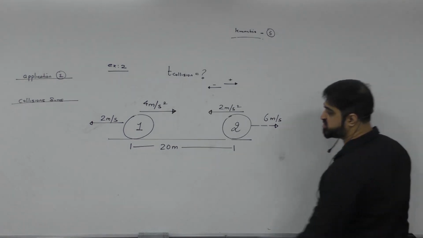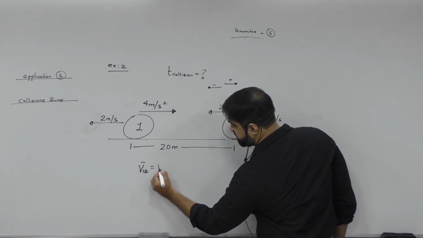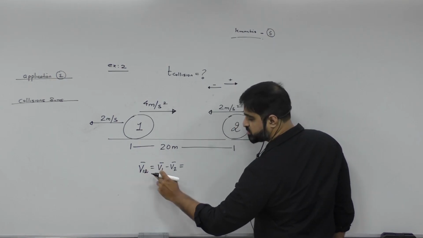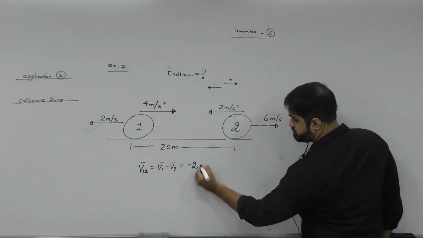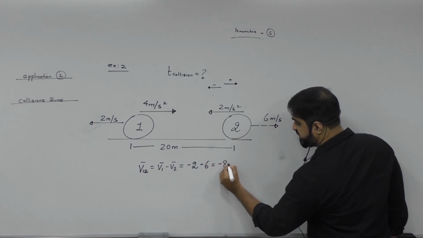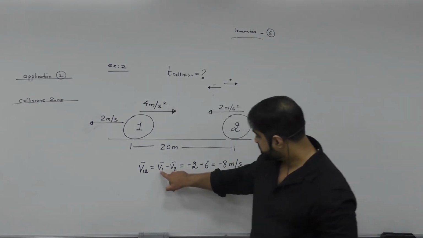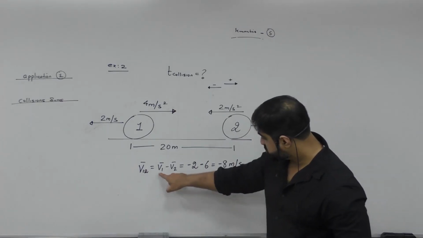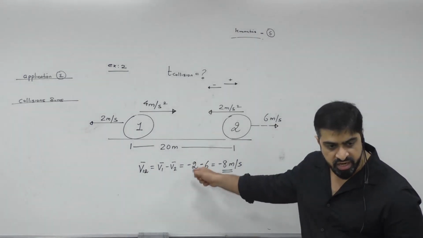Can anyone tell me what is velocity of 1 with respect to 2? It will be V1 bar minus V2 bar. Pay attention over here. V1 bar is minus 2, minus V2 bar is 6. That is minus 8 meter per second. Look na. V1 minus 2. V2 6. So minus 2 minus of 6 will become minus 8. Who is looking at whom? 2 is looking at 1.